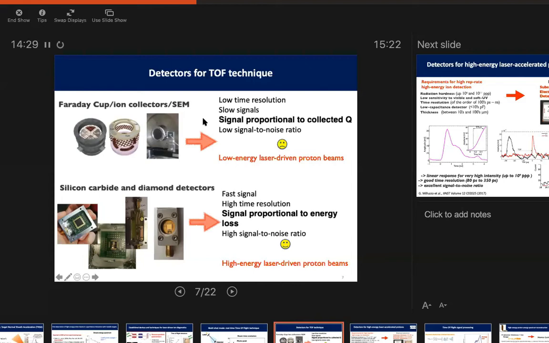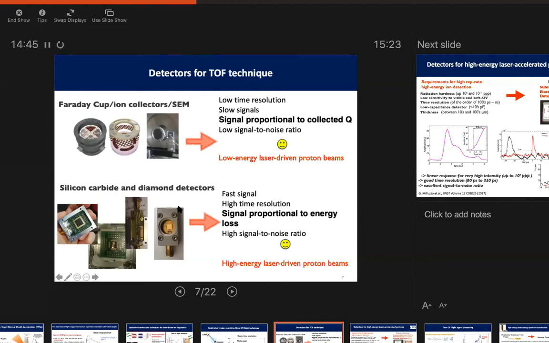Also, they have low time resolution, and the signal is very, very slow. For this reason, these kinds of detectors cannot be used for extremely high energy proton beams.